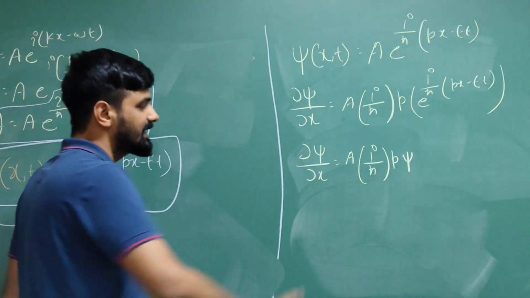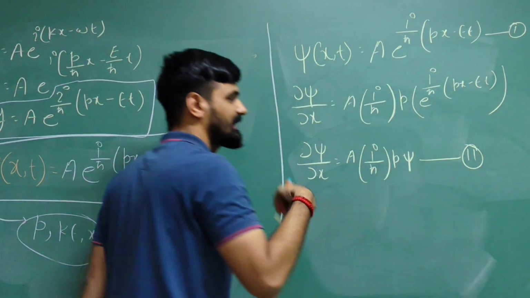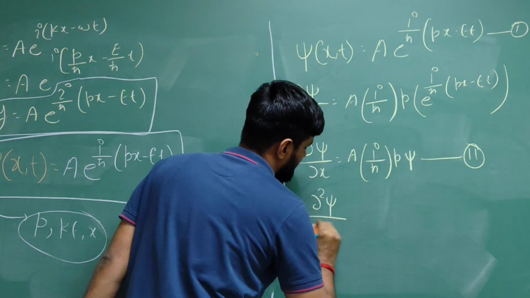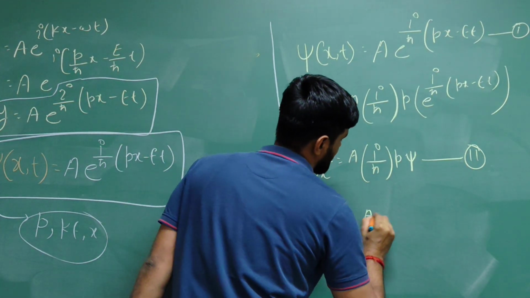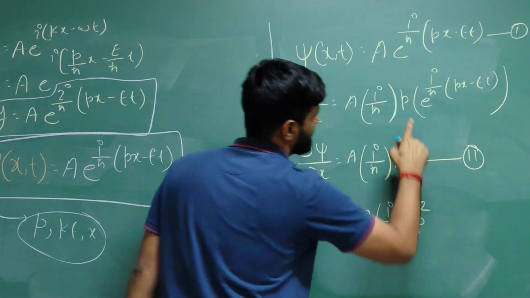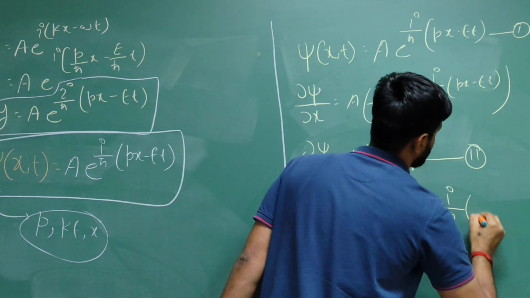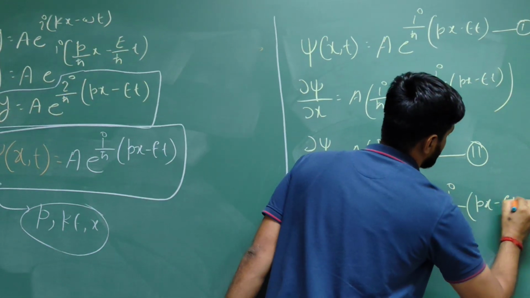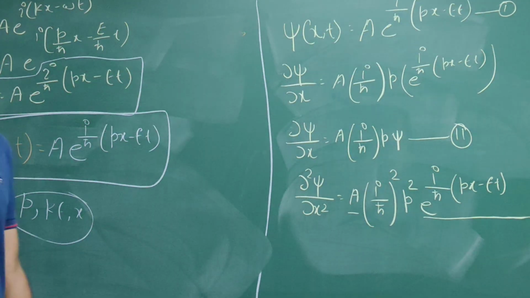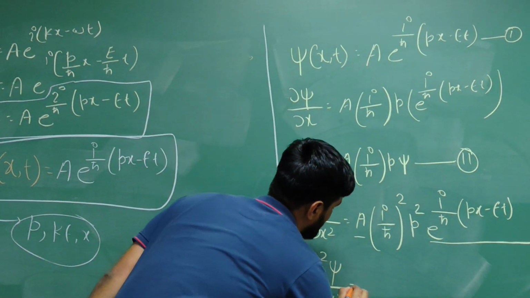Is that clear? So again, let's say this one is my equation first, and this is my equation second. If I again differentiate equation second with respect to x, I will get del 2 psi by del x squared, that is equal to A (i by h cut) whole square p square, and again you will get e to the power i by h cut (px minus Et). So basically A e to the power i by h cut (px minus Et) is psi. So again I can say that del 2 psi by del x square is equal to what?